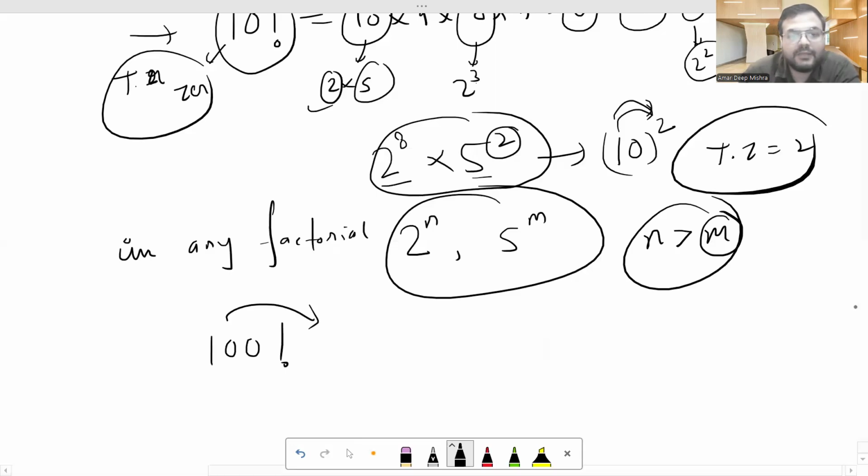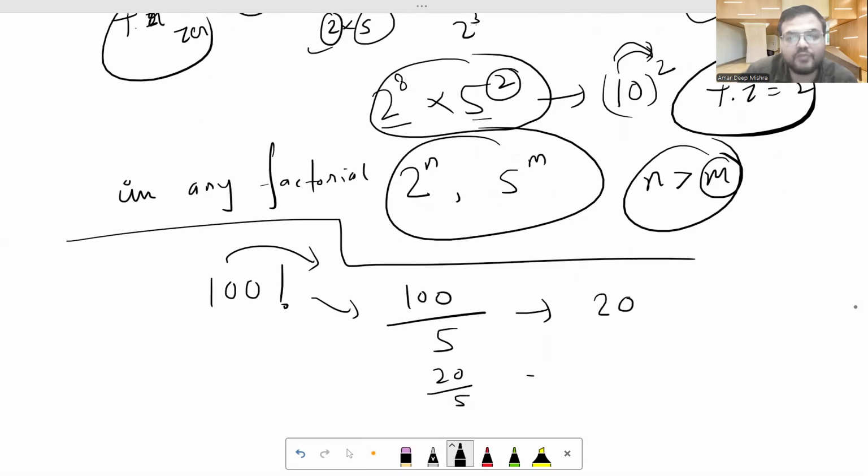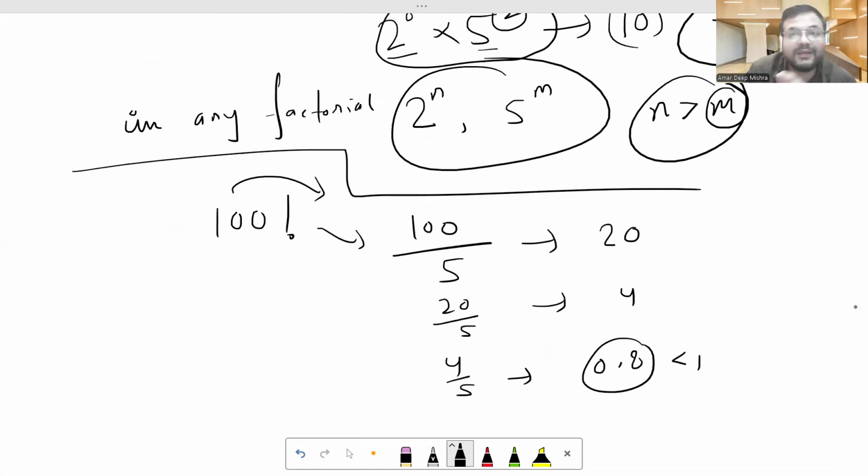So for 100, how can you find out the power of 5 here? See, you take this 100 and divide it by 5. How much will you get? The quotient value. It will go 20 times. So 20 you write here. Now you take 20 and divide by 5. How much will you get? 4. Now the moment you take 4 and divide by 5, you get 0.8, which is less than 1. So the moment you get a value which is less than 1, you stop there.